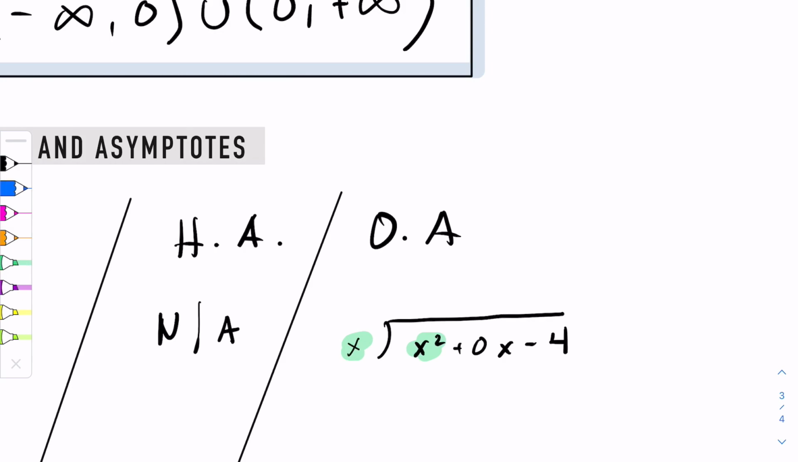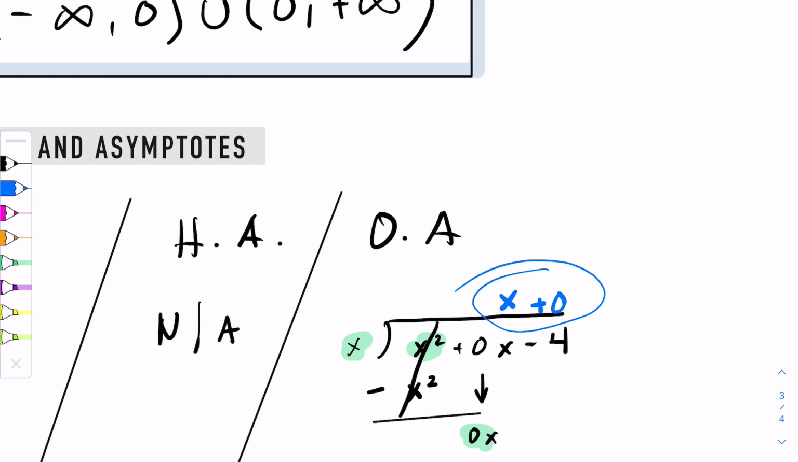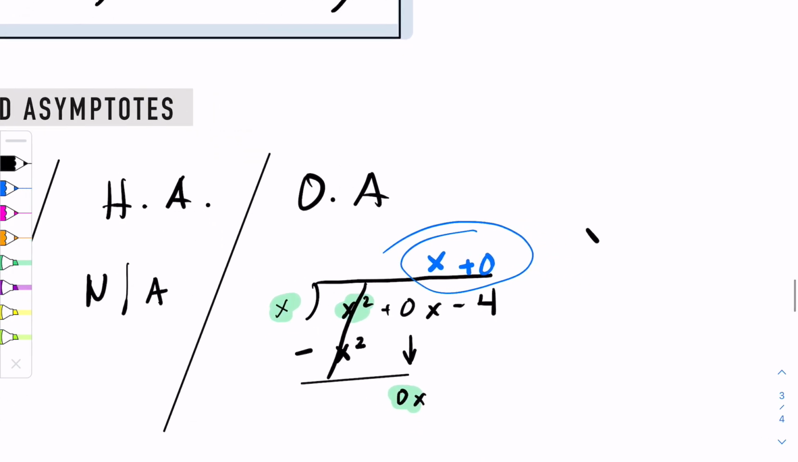Looking at the first terms, x squared divided by x is just x. X times x is x squared. We are subtracting this value. X squared minus x squared is 0. Bring down 0x. And in this case, we would have to find what 0x divided by x would be, left over for the quotient, and the answer would be 0. Of course, you could multiply this out, but we are only looking for the quotient. We don't care about the remainder. So our oblique asymptote is at y equals x plus 0.